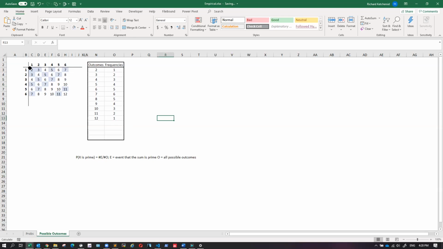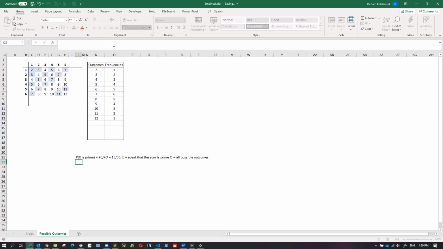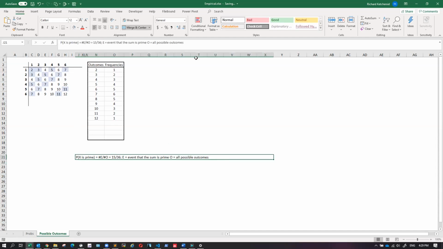Okay, so the number of things in the event we're interested in are all these blue squares. Now we just count. So there's 3 there, there's 4 here, so that's 7. There's 6, 7, so that's 13, 14, 15, right? So the probability that x is prime is going to be equal to 15 over 36, because there's 36 total outcomes, right? So that's the answer we get.